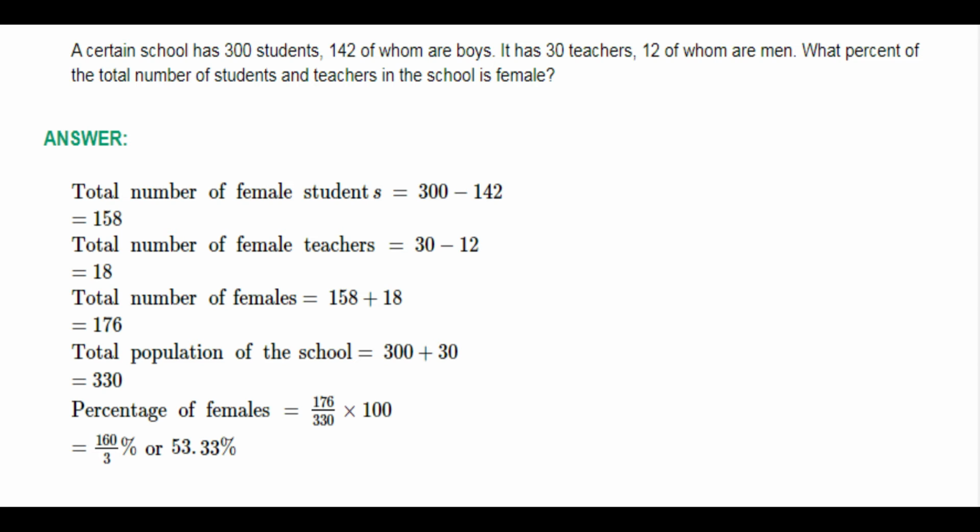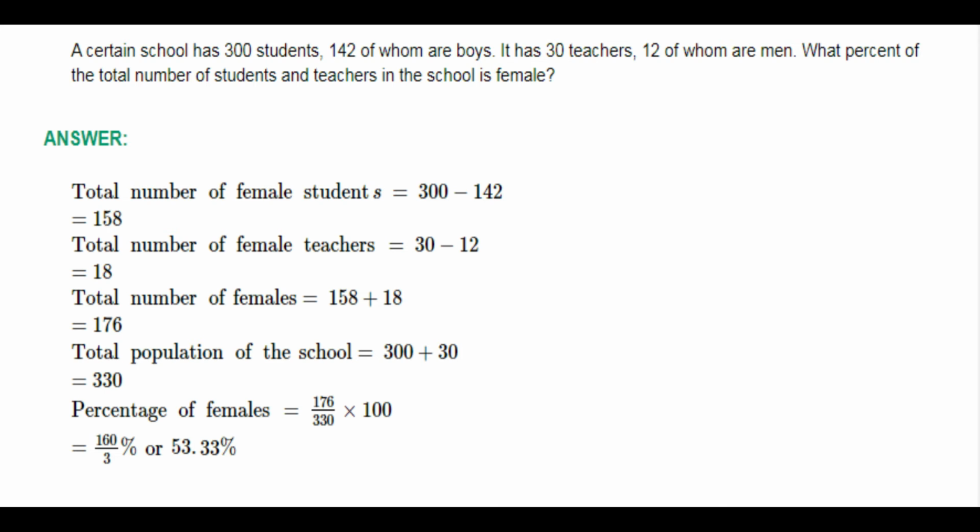So the total number of students in the school is 300, out of which 142 are male. So the rest, that is 300 minus 142, 158 are female students. Similarly, the total number of teachers in the school is 30, out of which 12 are men. So the rest, that is 30 minus 12, 18 are female teachers. So the total number of females is the total number of female students and female teachers, that is 158 plus 18, 176.